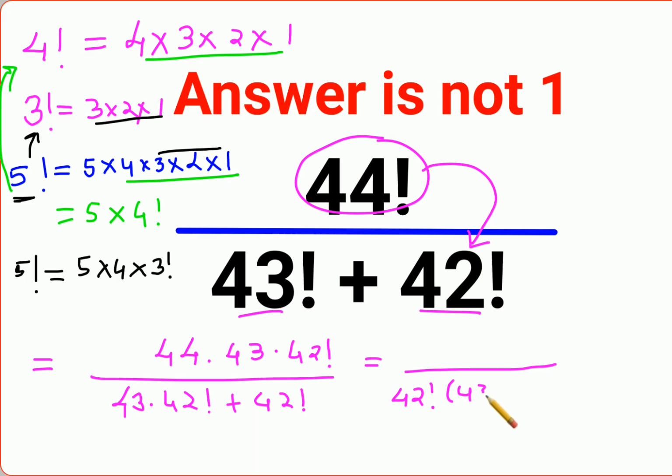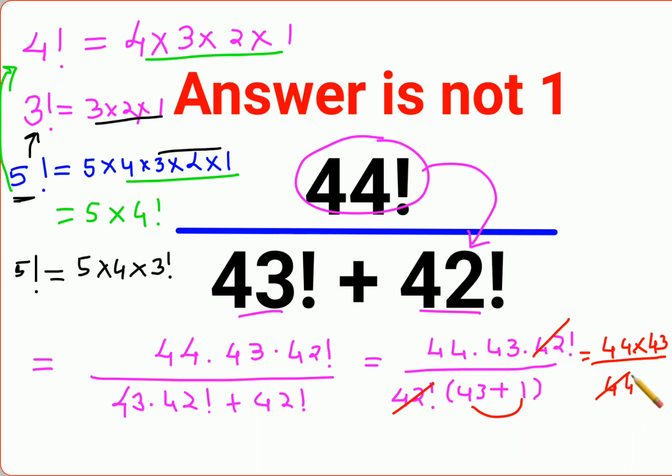Now what happens is, in your denominator you can take the 42 factorial outside, and then you're left with 43 plus 1. From your numerator you just keep writing it as it is, because eventually you are able to cancel 42 factorial and 42 factorial. So this then comes out to be 44 into 43 upon 43 plus 1, which is 44. So this and this also get cancelled. So the answer is nothing but just 43 for this particular question.